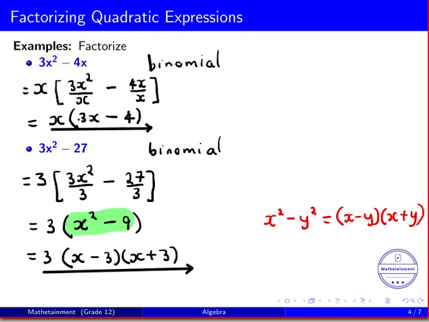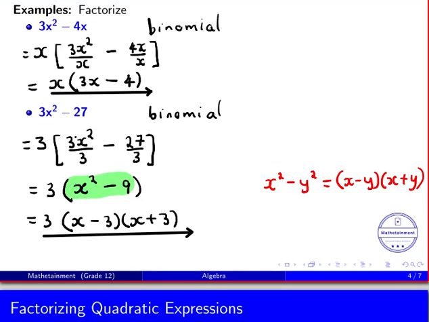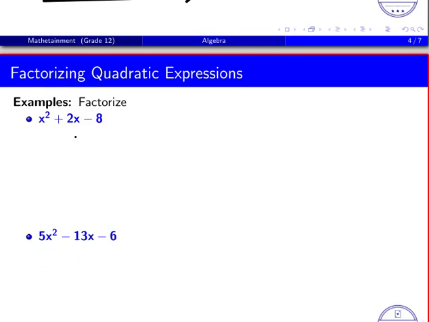Please notice that when you factorize quadratic expressions, your factors are actually linear factors. I repeat, when you factorize quadratic expressions, your factors are actually linear factors, meaning the highest power of the unknown variable in your factors is 1. For this case, the unknown variable is x. So in your factors, the highest power of x is 1. So your factors are in the form of linear expressions.